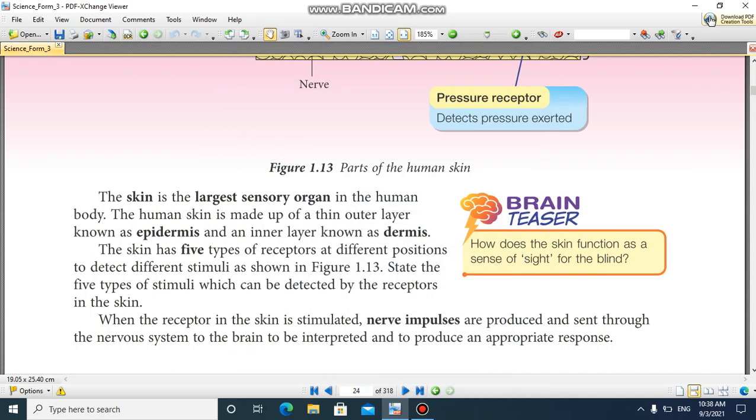The skin is the largest sensory organ in the human body. The human skin is made up of a thin outer layer known as epidermis and an inner layer known as dermis. The skin has 5 types of receptors at different positions to detect different stimuli. State the 5 types of stimuli which can be detected by the receptor in the skin.